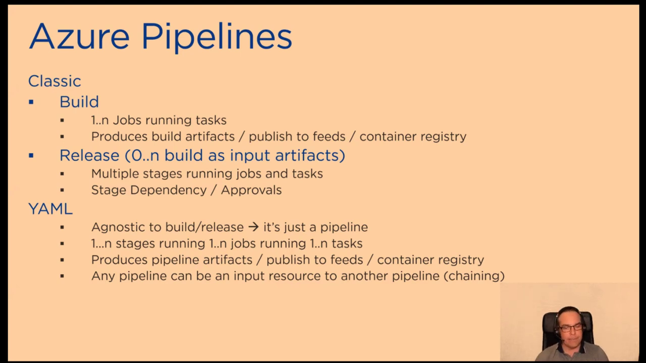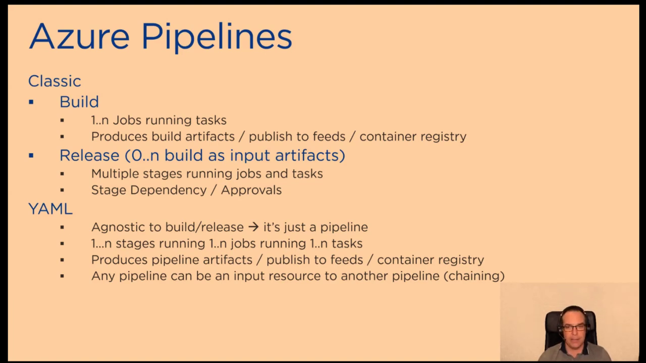This is the build, this is the release, and that's all you can do. The new way is called YAML pipelines. YAML is the syntax. You're writing your pipelines with YAML, and they are completely agnostic to build and release. It's just a pipeline, and the pipeline can do whatever a pipeline wants to do. So you're not put into this very strict build or release, where you can only do this or that. It's just a pipeline, and you can do everything everywhere.